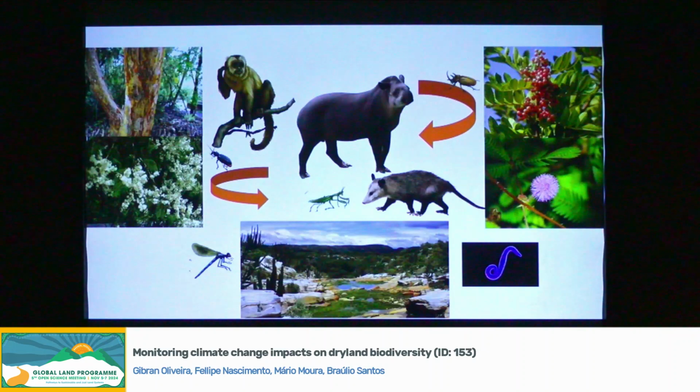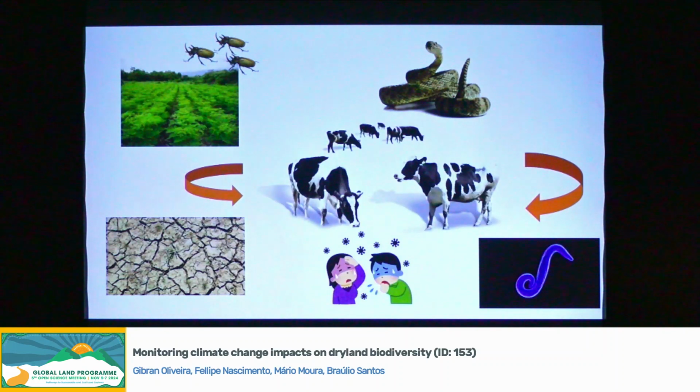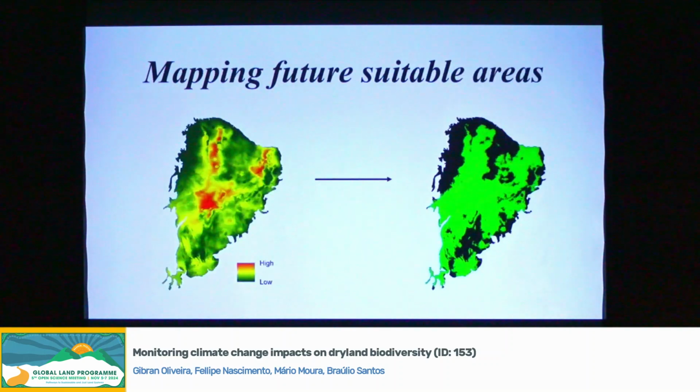And we know that those species are very important to balance the ecosystem. The reduction of these species can disrupt ecological services and cause damages like disease spreading, venomous species, crop pests, and even altering the water cycle. And it's already happening with exotic and alien species. So to know that, we need to map the future suitable areas.